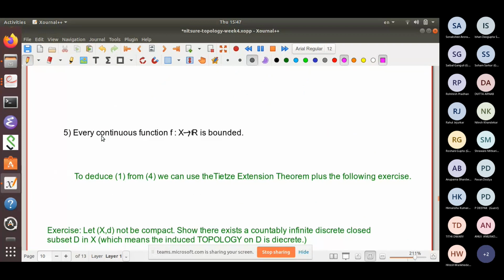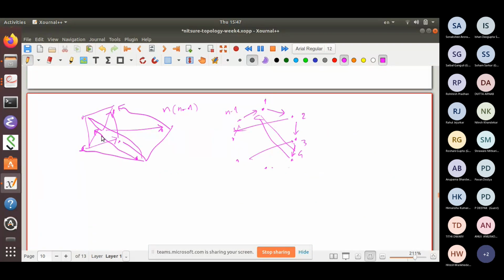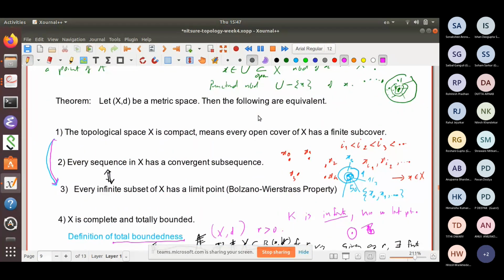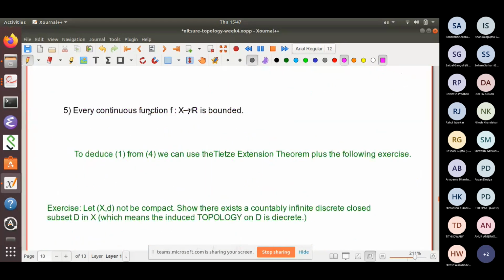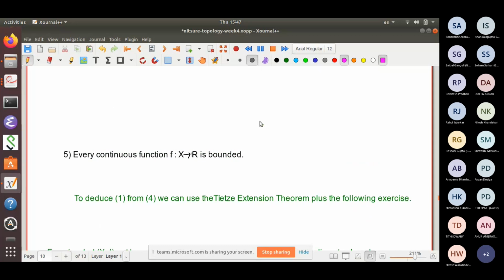Now, one of the equivalent formulations of compactness was that every continuous function from X to R is bounded. What is the proof of that? That if it is compact, any continuous function is bounded. Why? So let's write down the proof of that.